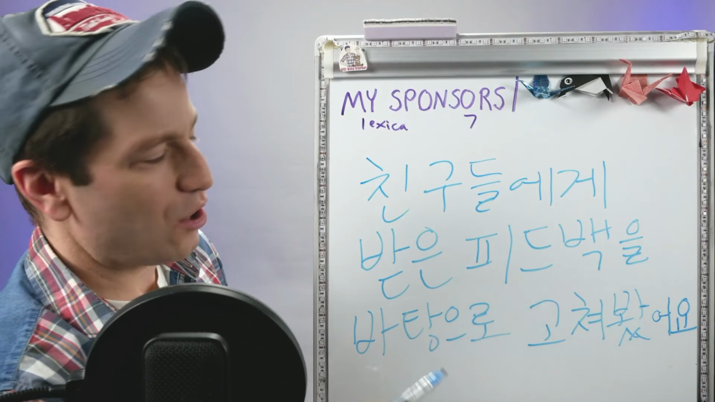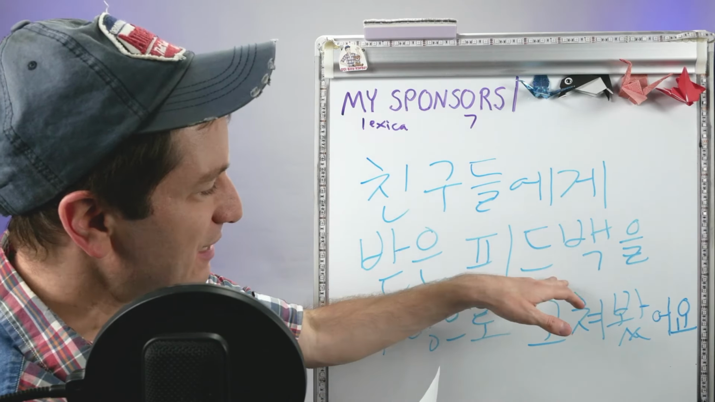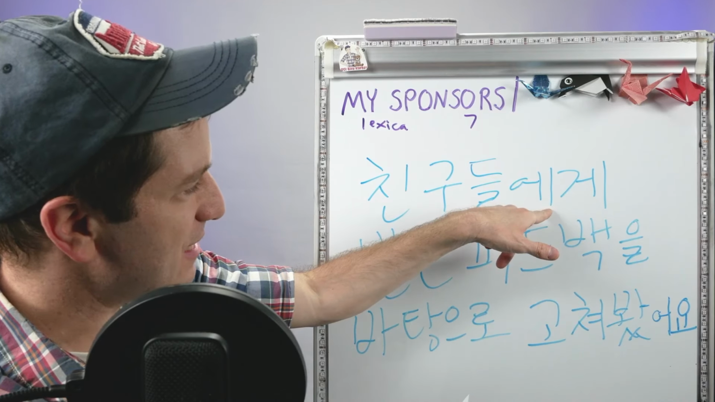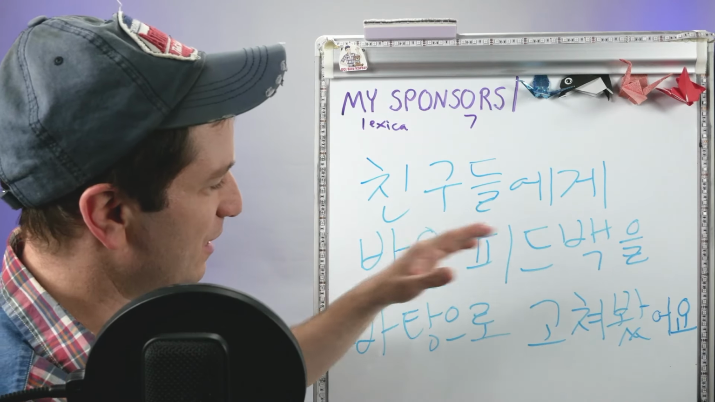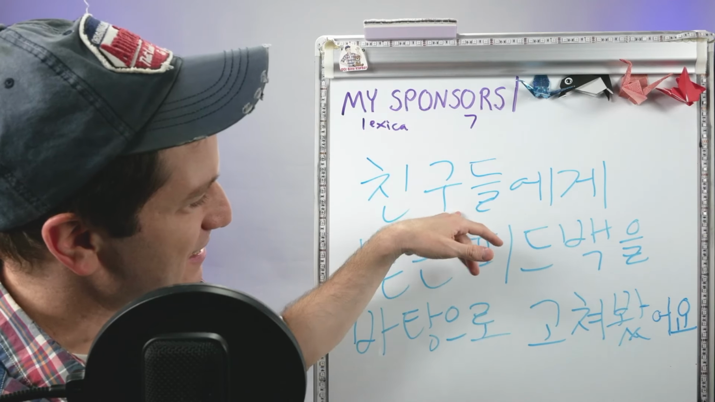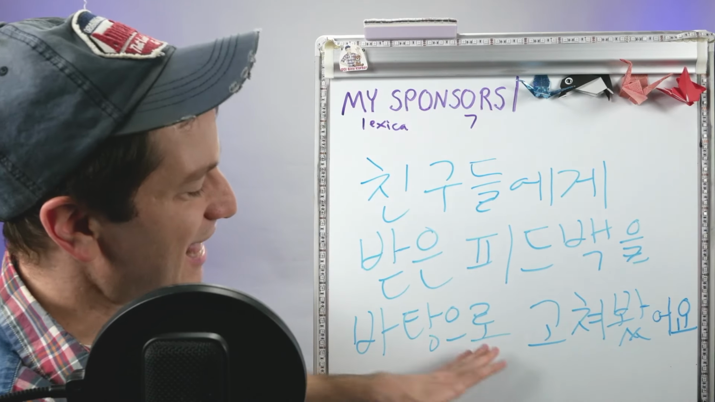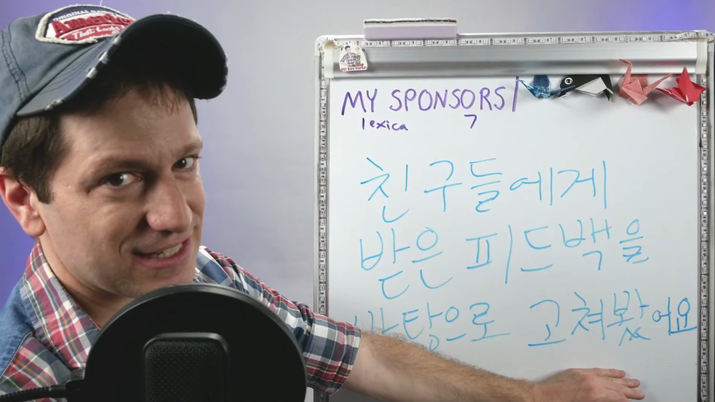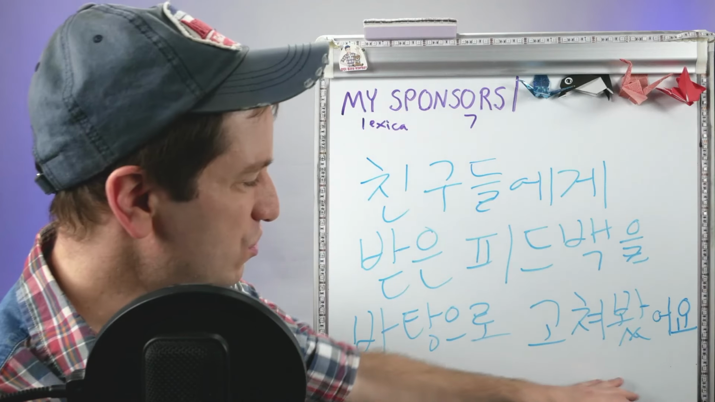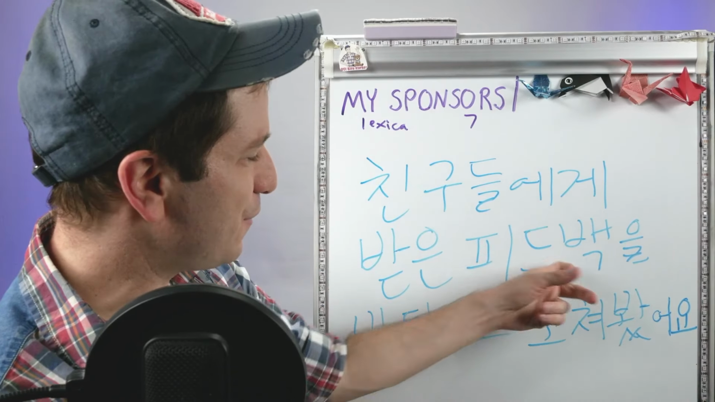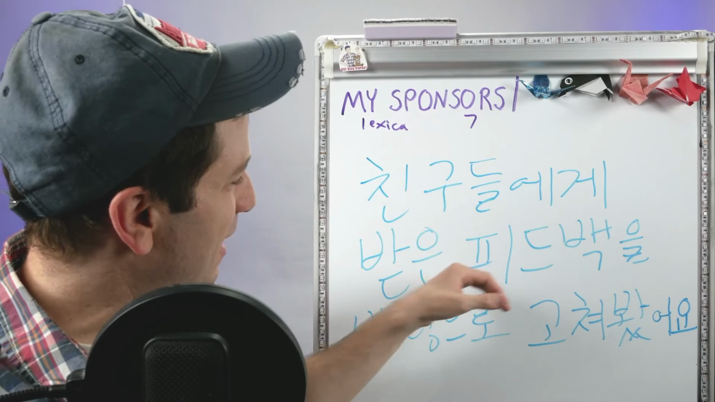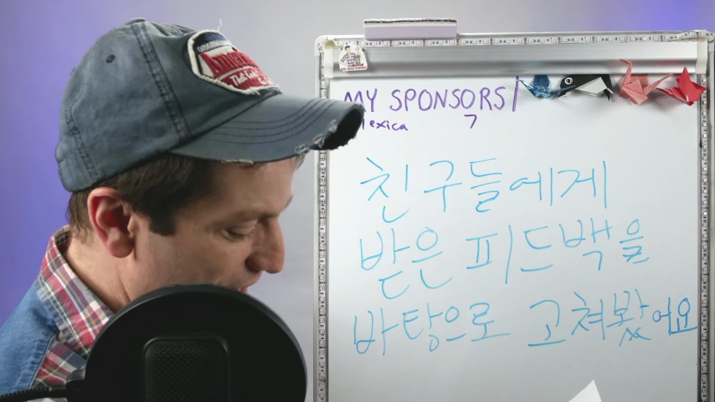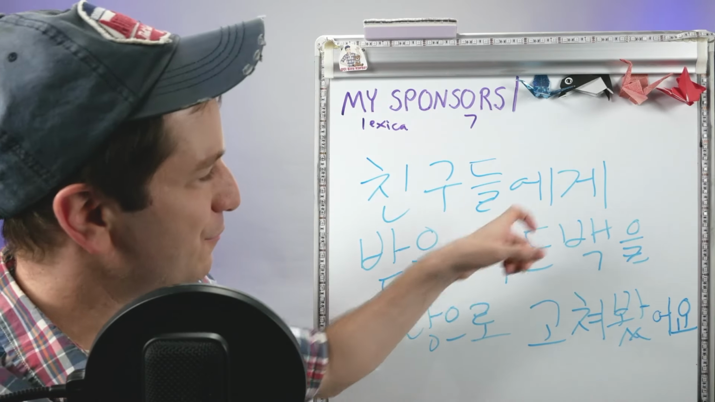친구들에게 받은. So 받다, to receive, to get. So 받은 feedback. So feedback that I received, past tense, 받은. 에게, from, in this case, 친구들에게 받은. So feedback I got from my friends, 을 바탕으로. So using that as the foundation for what I'm going to do, what did I do? 고치다, to fix. 고쳐보다, to try fixing. 고쳐봤어요. So I tried fixing it based on the feedback I got from my friends. 친구들에게 받은 피드백을 바탕으로 고쳐봤어요. So I fixed it based on the feedback that I received from my friends.